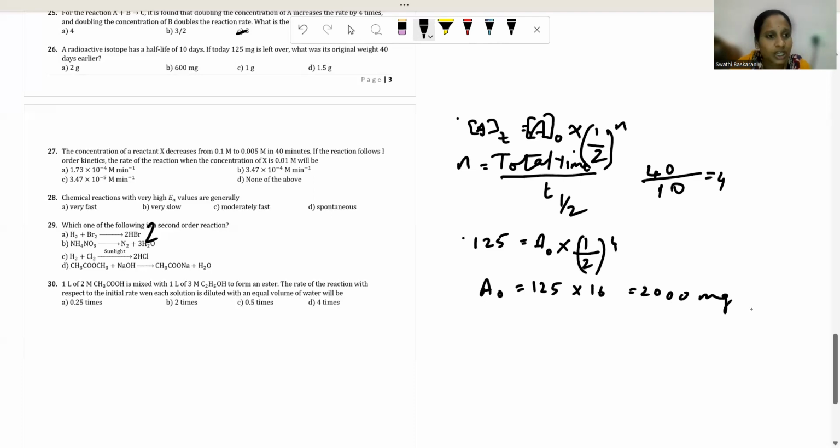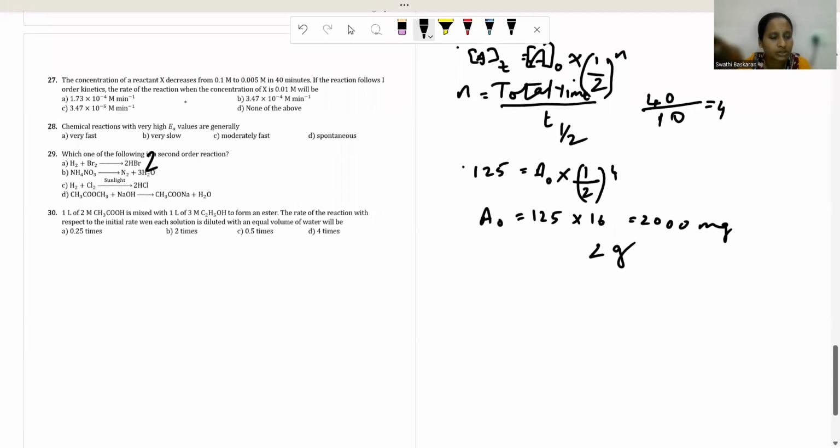So when you convert 2000 mg into grams, obviously it will become 2 grams, because you divide 2000 by 1000, so you will get the answer to be 2 grams. So answer A is correct. Okay, option A is correct for the 26th question. Now coming to the 27th problem. It is a question based on first order kinetics. The concentration of a reactant X decreases from 0.1 molar to 0.005 molar in 40 minutes. If the reaction follows first order kinetics, the rate of the reaction when the concentration of X is 0.01 molar will be. Okay, now let us solve this question.